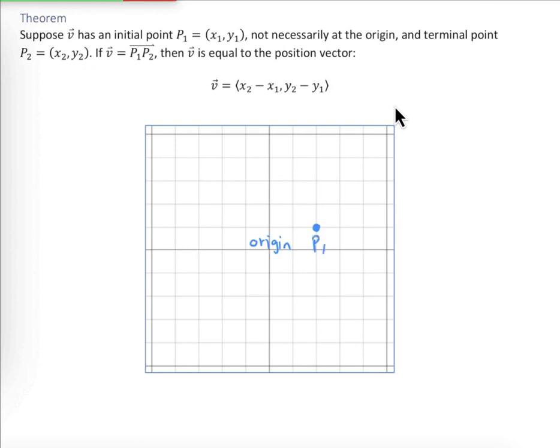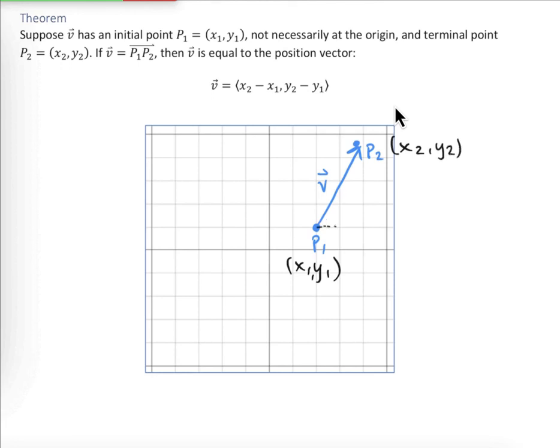We'll put P1 somewhere in here, and I'm going to go off of the grid and get P2 somewhere up here. Now here's our vector that we're going to call V, and we need to determine the components of V that are going to give us our position vector notation. In order to determine the components of V, let's consider first of all that this is x1, y1, an arbitrary point, x2, y2, an arbitrary point.